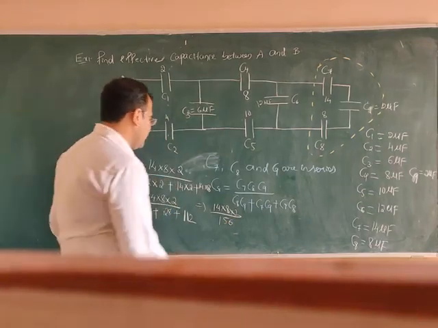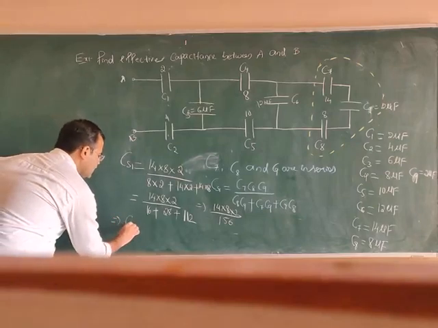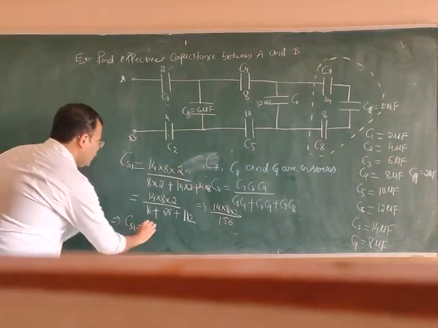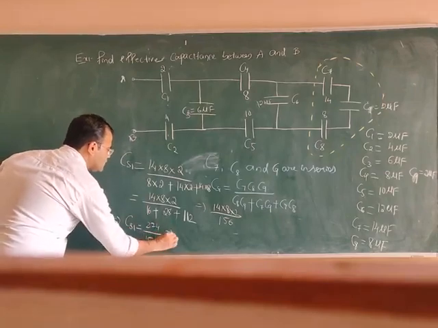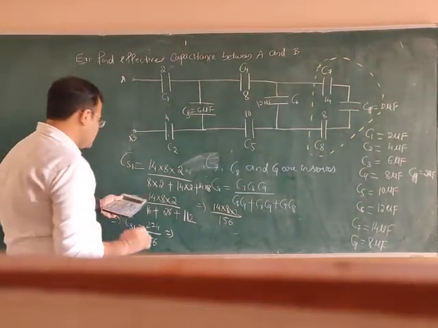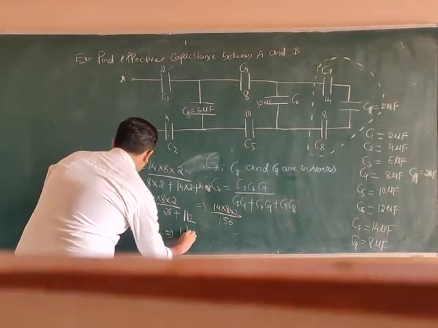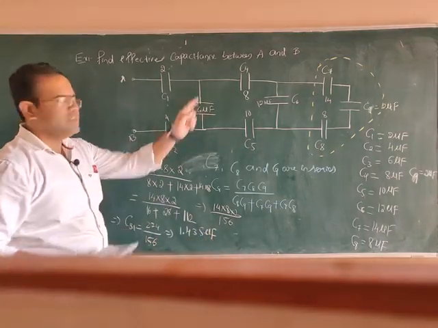When you multiply, the entire value, this implies CS1 is equal to 224 divided by 156. So 224 divided by 156 gives 1.435 microfarad. So you are going to replace all these three here.